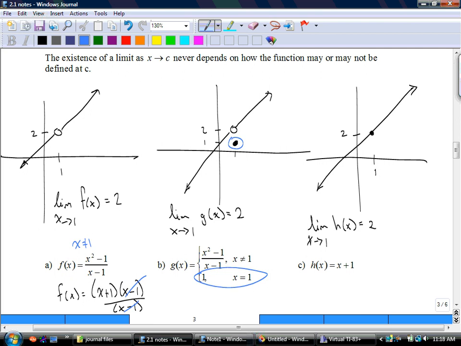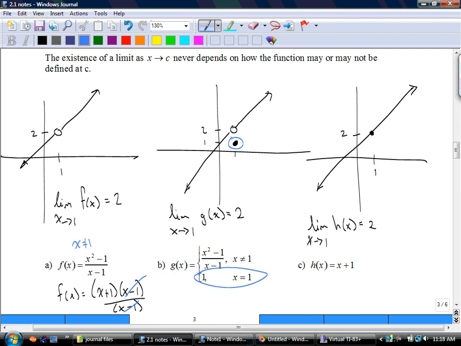There's a statement at the top of the page that I want to stress. The existence of the limit as it approaches some value c, here the example's all about 1, doesn't actually depend on what the value is at that point. It only matters what it is close to that point.